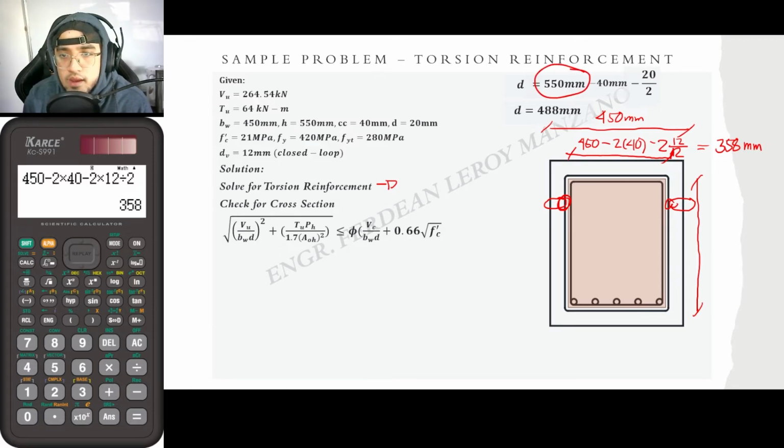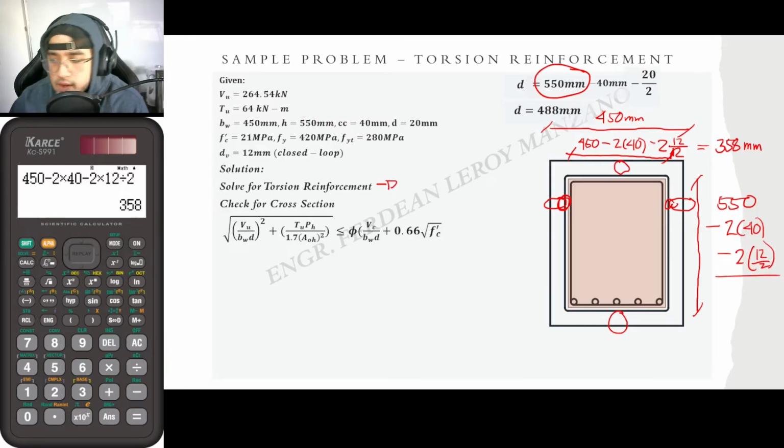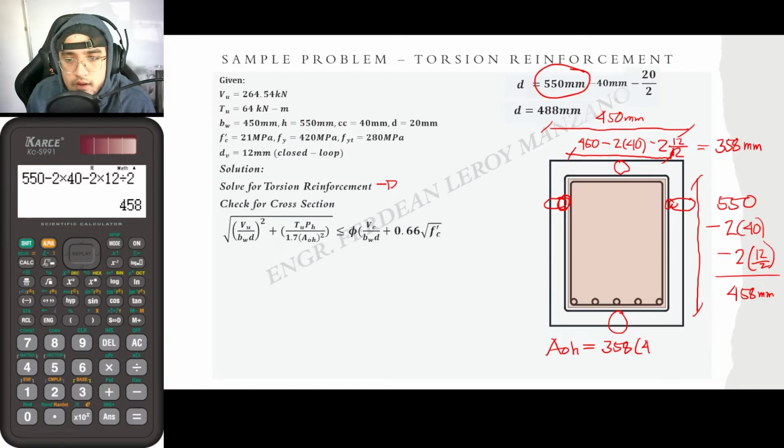For the vertical dimension, the total depth, once again, is 550 mm, which is this one here. So 550 mm minus, we also have 2 concrete covers here, so minus 2 times 40, minus twice the half of the shear reinforcement. Looking once again at the calculator, 550 minus 2 times 40 minus 2 times 12 over 2. The answer here is 458 mm. So for the value of AOH, that is equal to 358 times 458.